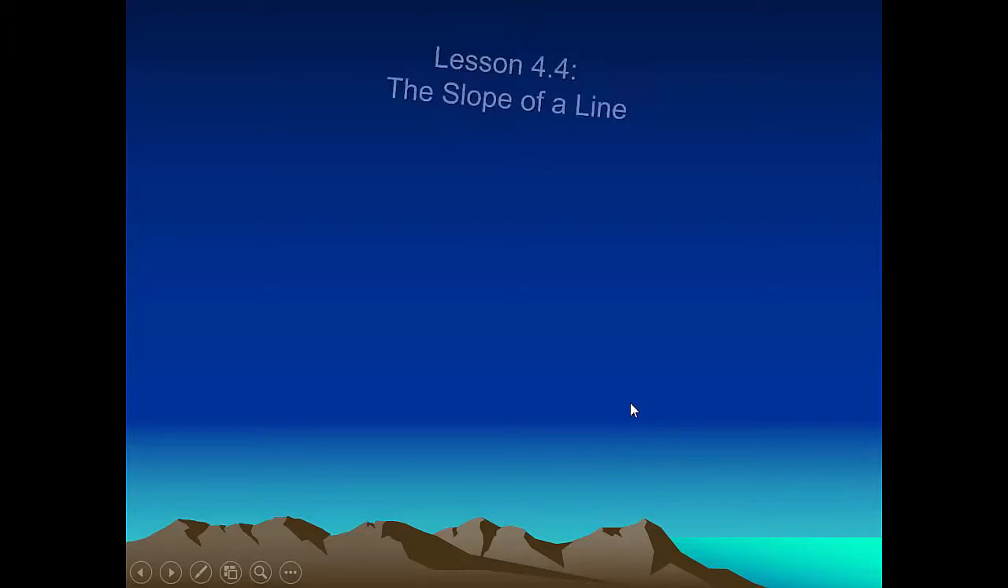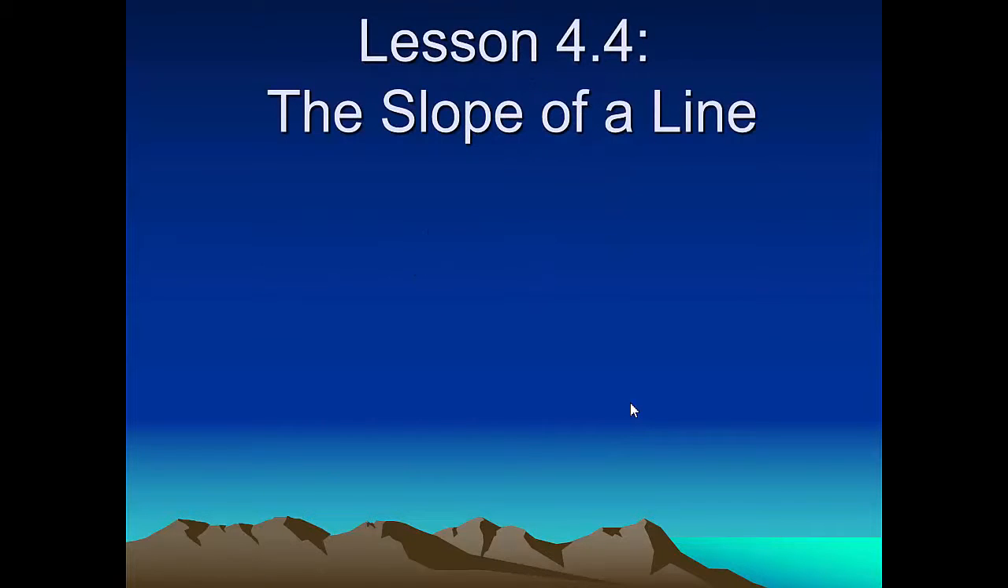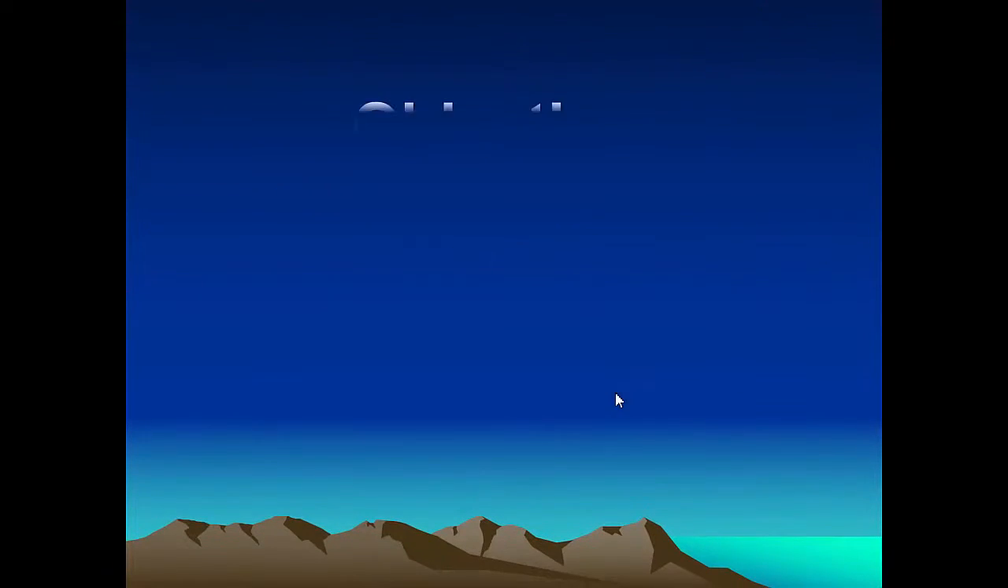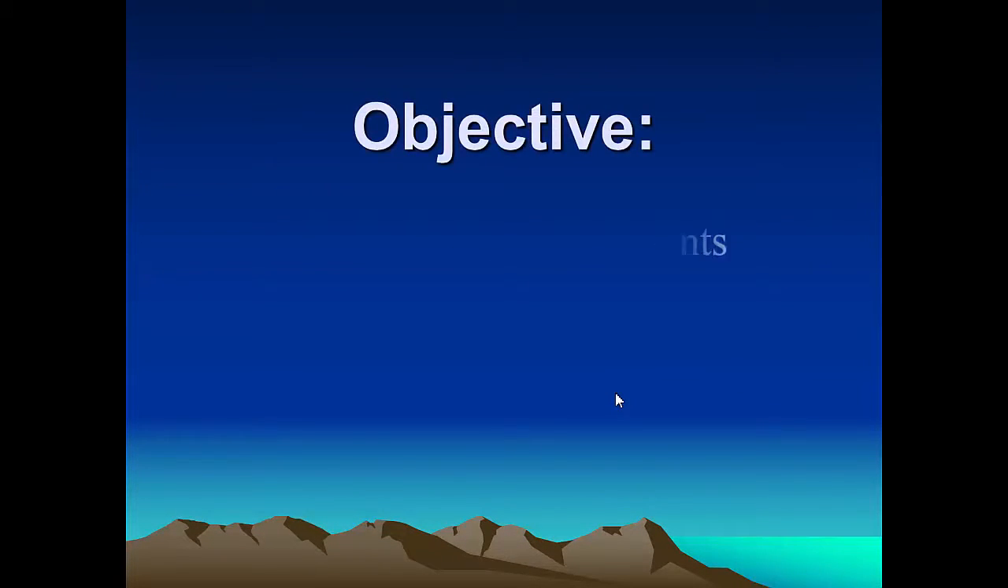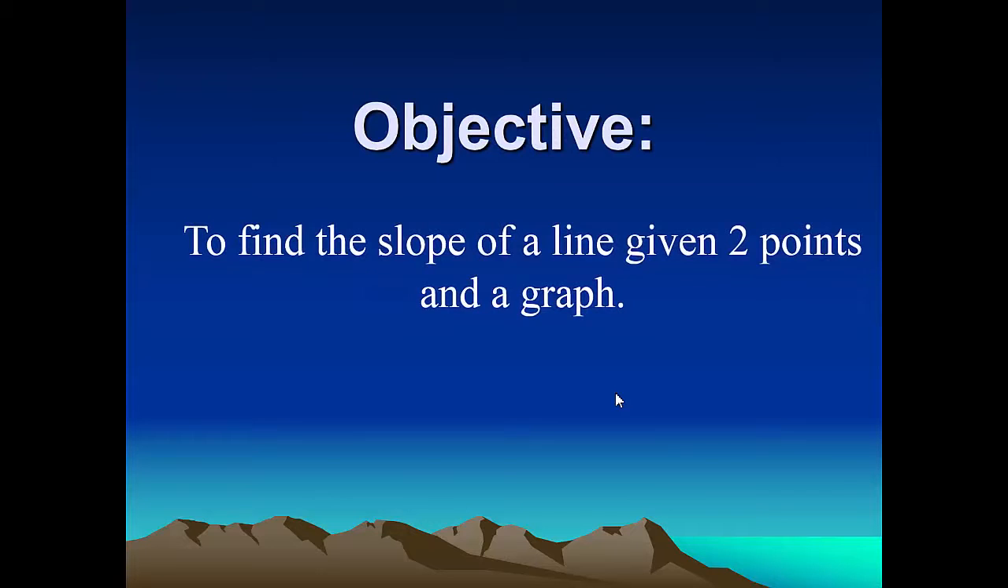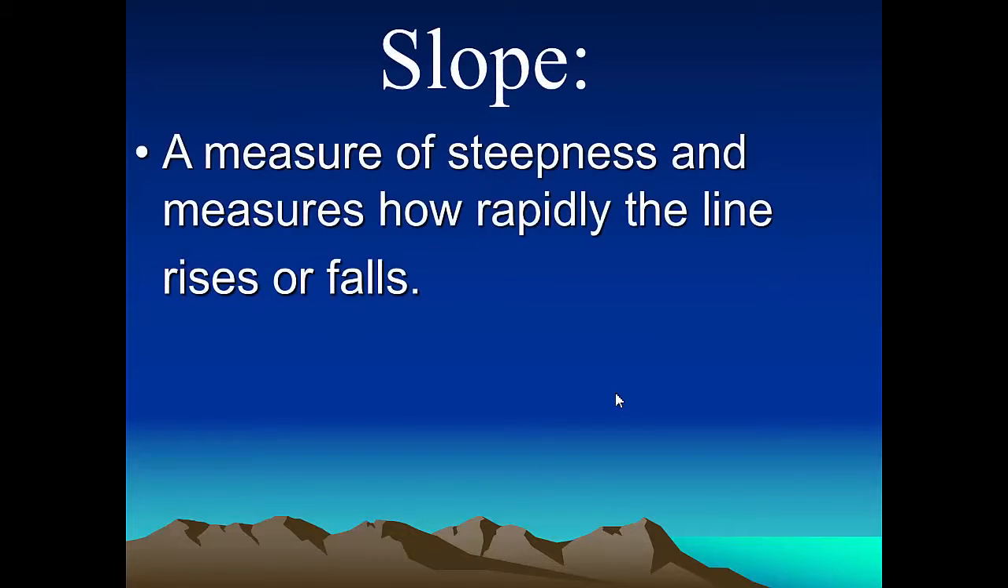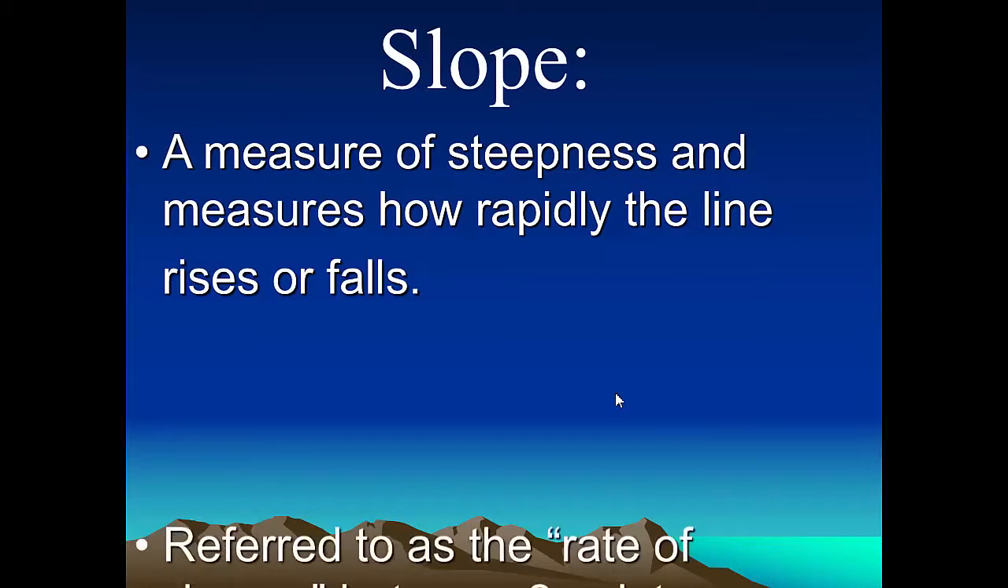Hello class, we're about to start our lesson 4.4, the slope of a line. Our objective, we want to find the slope of a line given 2 points in a graph. The meaning of slope is a measure of steepness and measures how rapidly the line rises or falls.